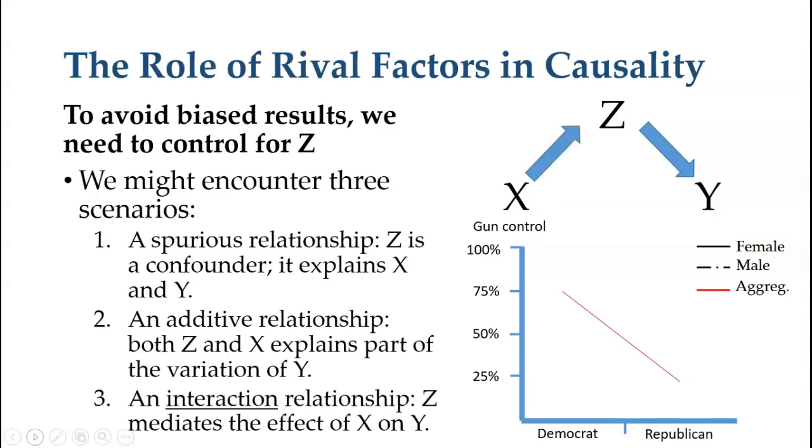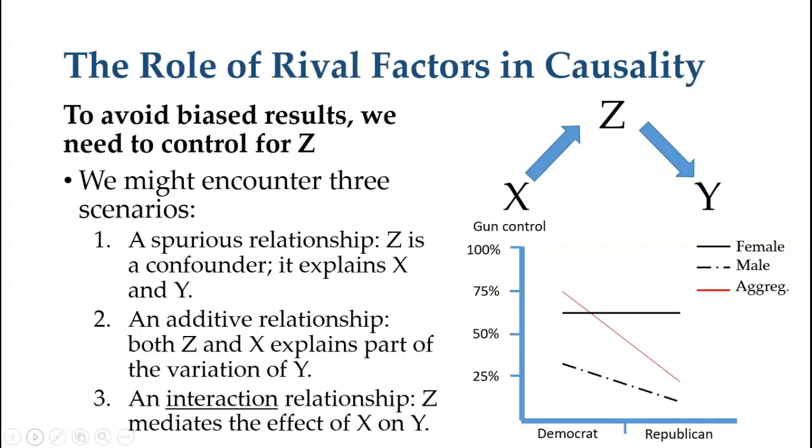And the third type of relationship is what is called an interaction relationship. In this interaction relationship, C mediates the effect of X on Y. According to the presence or absence of some values of C, X has an effect on Y or not. So look at this example. For instance, women will support gun control regardless of whether they are Democrat or Republican, but men will support the control of guns more if they are Democrat than Republican.